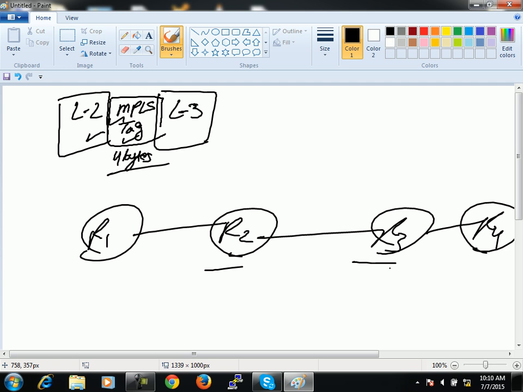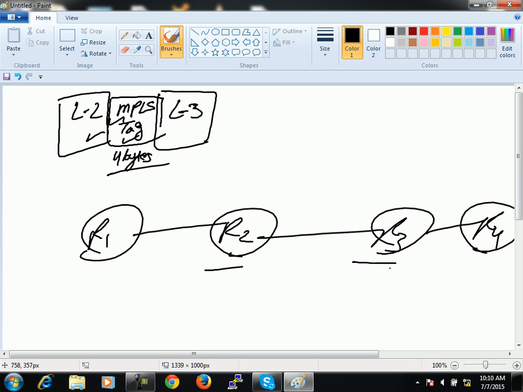MPLS is an open standard. It can carry any type of data, whether it is layer 2 or layer 3. It can encapsulate layer 2 data as well as layer 3. That is why in MPLS it is also possible to configure layer 2 VPN as well.